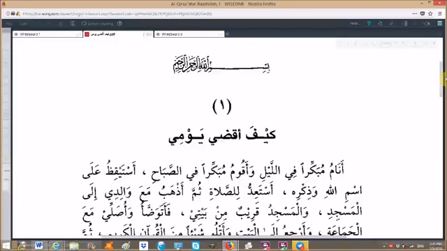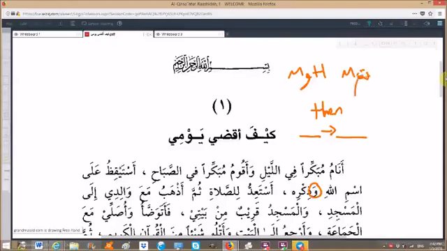Asta'iddu lis-salati. Thumma. Thumma means then. It benefits us order. You do this and then this. Versus wa doesn't benefit us order. So if I say Muhammad, and I'm just going to write an M, and Hassan came. Muhammad and Hassan came. It doesn't mean Muhammad came and then Hassan. It could mean they came together, one came before the other. It doesn't matter who came first. Whereas if I say Muhammad thumma, just make it easy, thumma Hassan, that means Muhammad and then Hassan came. So thumma benefits us order.